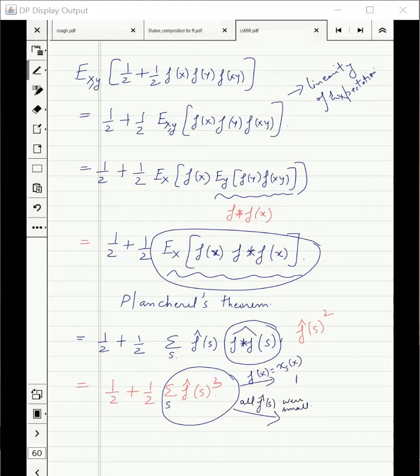Small. This quantity will become small. Do you agree? If half plus half is equal to 1, if I take the cube, it will become 1 by 8 plus 1 by 8. So if my Fourier coefficients' weight was well distributed, then this quantity will become smaller and smaller. And why should f hat s be small?